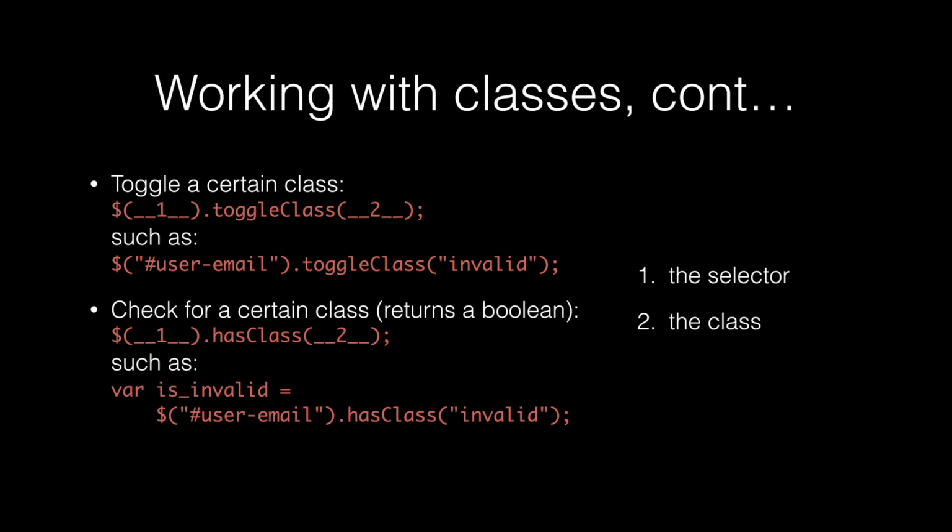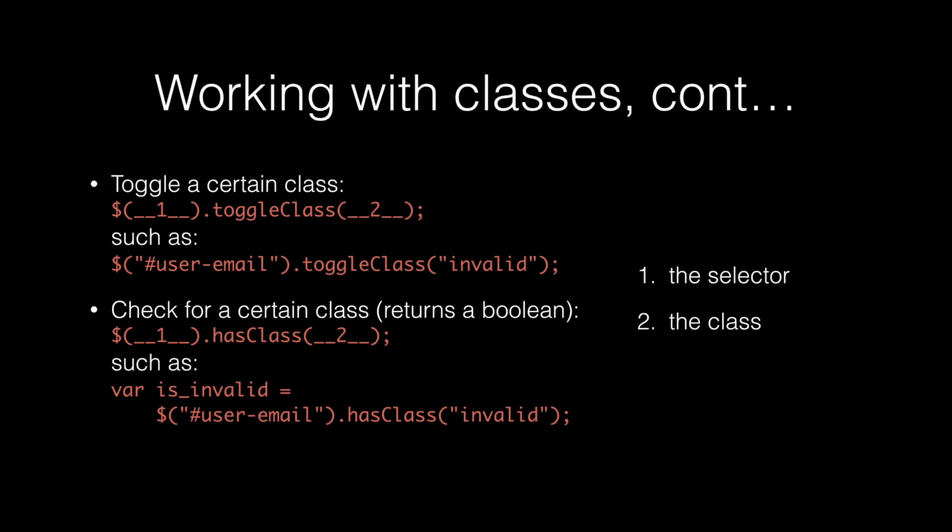We have more. If we want to figure out whether a class is on, and if it is, take it off, or if it isn't, put it on, basically toggling the class, we can call toggle class. And last of all, we can also check to see if a particular class is on, but not change it in any way, just check to see if it's on. And we would call has class.